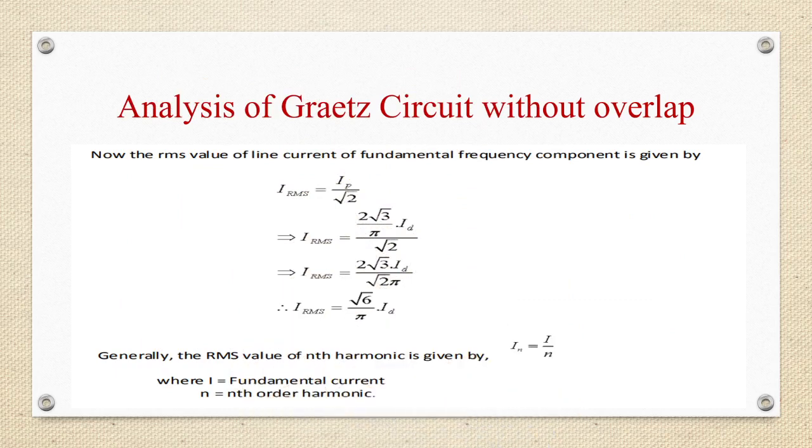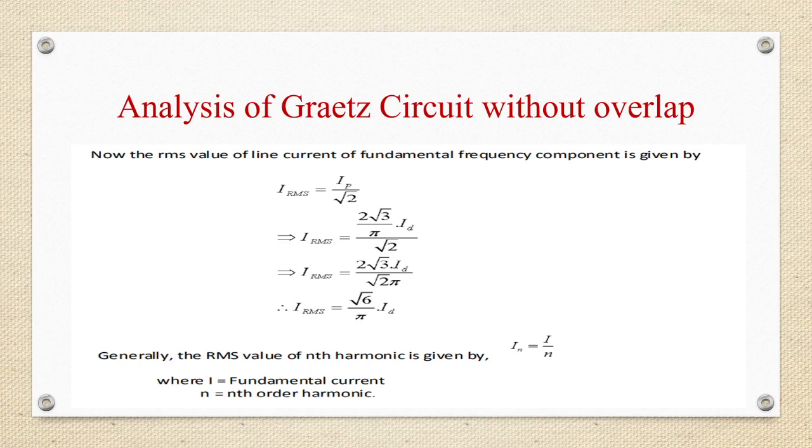Now the RMS value of the line current of the fundamental frequency component is given by I RMS equal to IP by root 2, where the IP value we have just derived as 2 root 3 by pi Id. So dividing by root 2 gives us the RMS value. So the RMS value now becomes root 6 by pi Id.